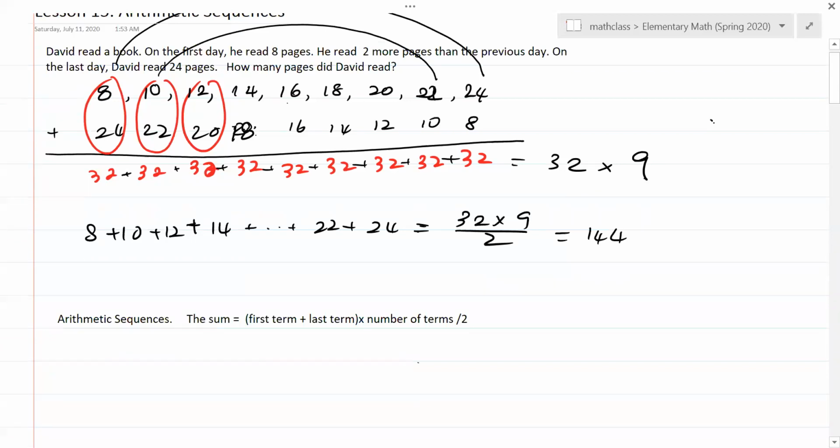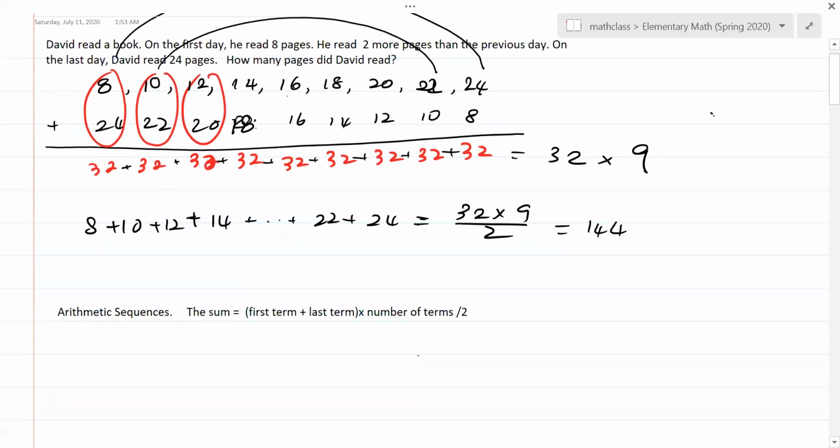So we guess we should have this formula in general. The formula says that the first term and the last term, add them together, and then multiply by the number of terms, which is 9, and divide by 2. So you conclude a formula, okay? Once you have a formula, then it's easy to solve the problem.